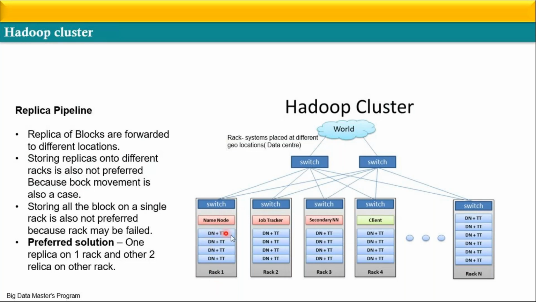So data node 1, data node task tracker, like machine 1, machine 2, machine 3, machine 4, machine 5. In this particular way, the machines are distributed or configured among the racks. So we will be having multiple machines, and those will be configured inside the racks as per the rack capacity.